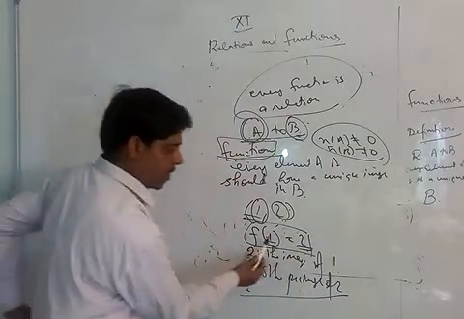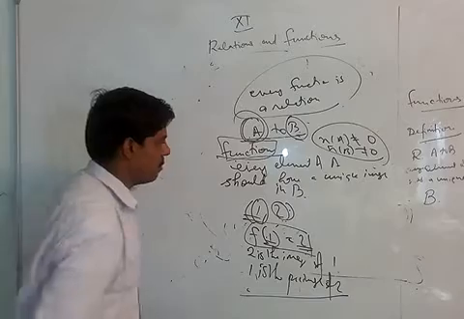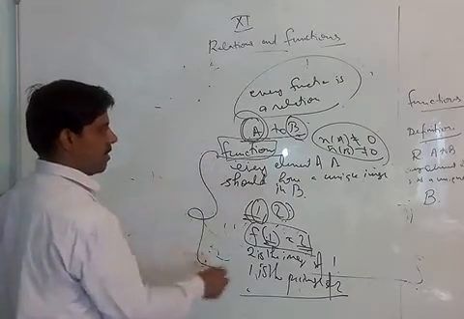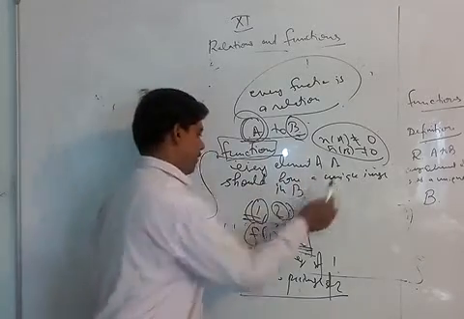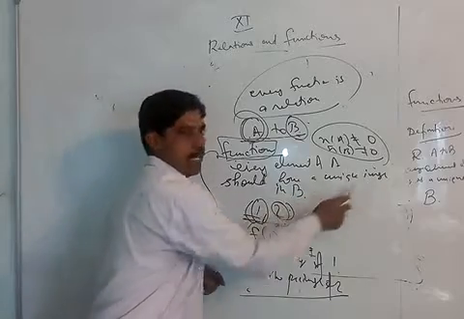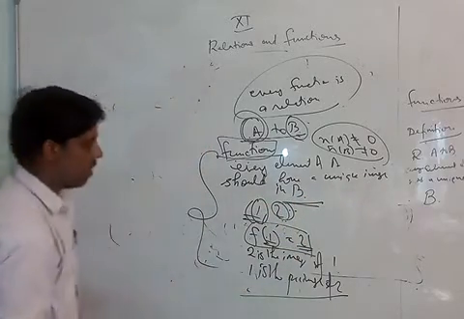2 is the image of 1 and 1 is the pre-image of 2. ये आपको ध्यान रखना है. And this is the definition of function. Every element of A should have a unique image in B. एरो डायग्राम से देख लेते हैं.